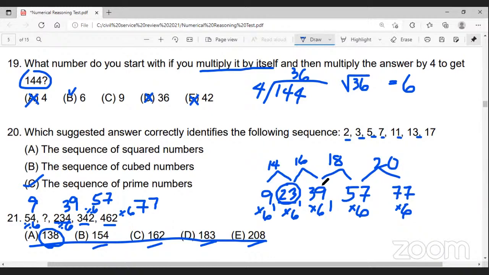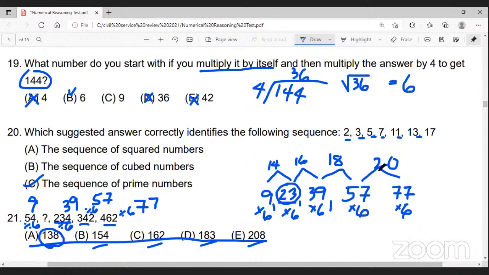These are the gaps, Mark. 14, 16, 18, 20, by 2. The gaps there is 2. Skip counting: 14, 16, 18, 20, the next. They are just the gaps between the results of dividing the given terms by 6.